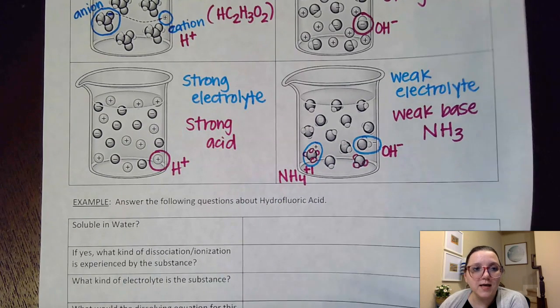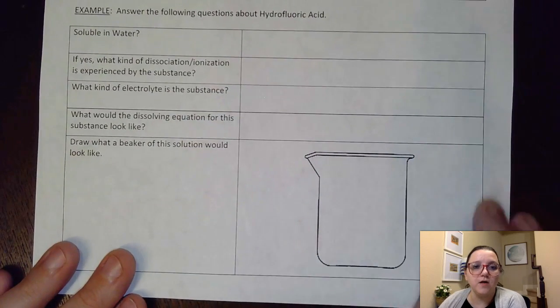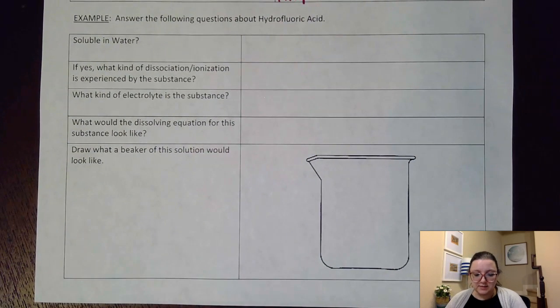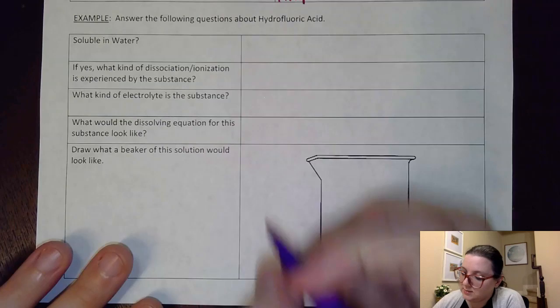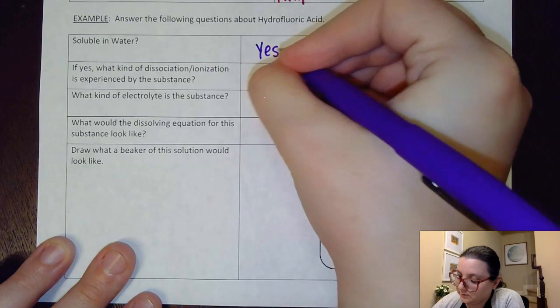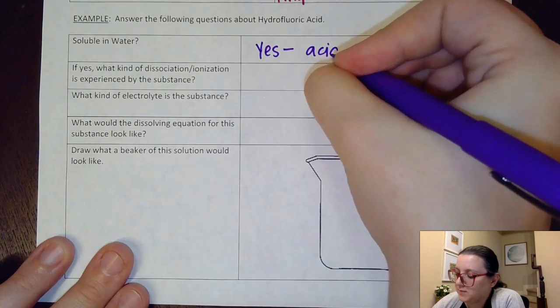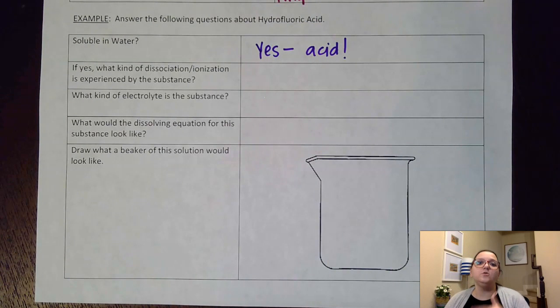All right, let's do one last example today. It says, hey, answer the following questions about hydrofluoric acid. So the first thing I would want to ask myself is, is it soluble in water? Well, it's an acid, so I'm going to assume that yes, it is soluble in water. Anytime they tell me I have an acid, we assume a state of AQ, which means it is soluble.